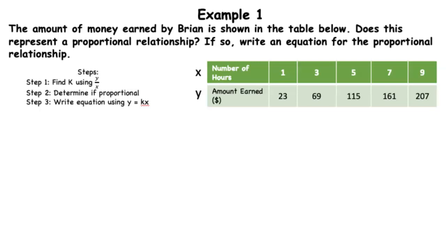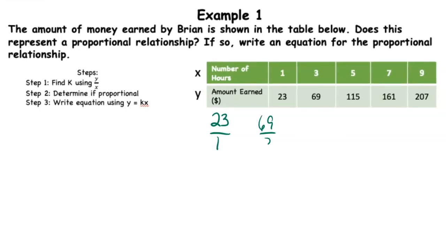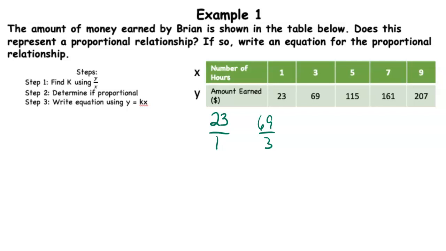First thing we need to do is take all of these amounts and write them as fractions. So we have them in the form of y over x. So we have 23 over 1, $23 for 1 hour, 69 over 3, 115 over 5, 161 over 7, 207 over 9.